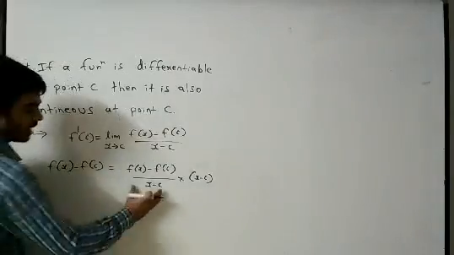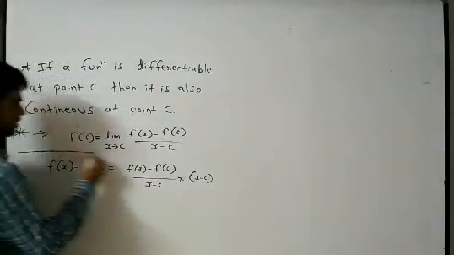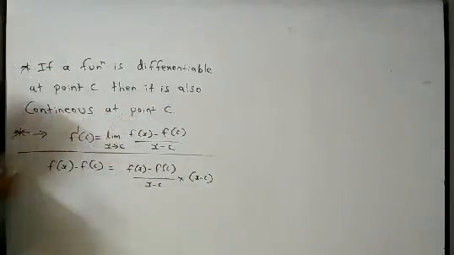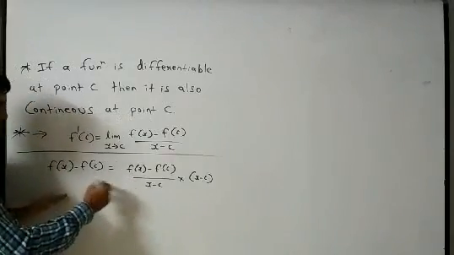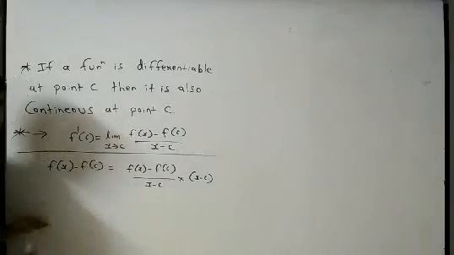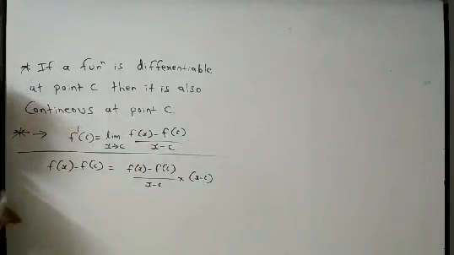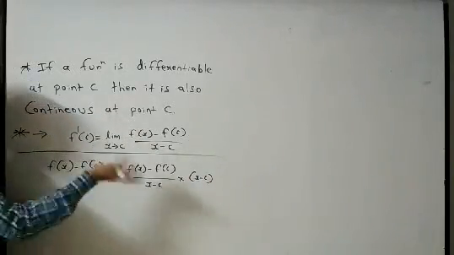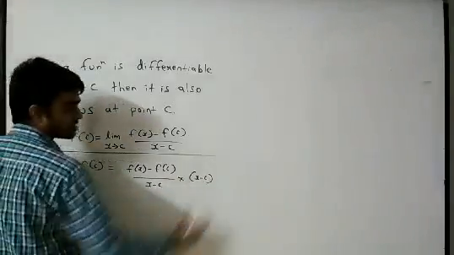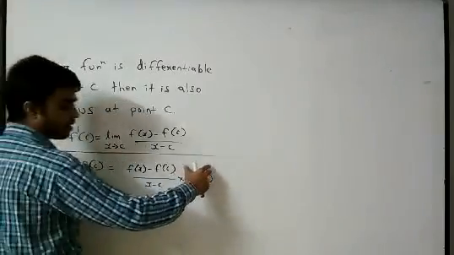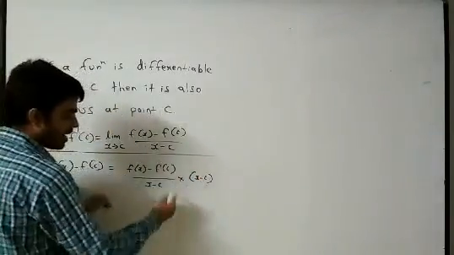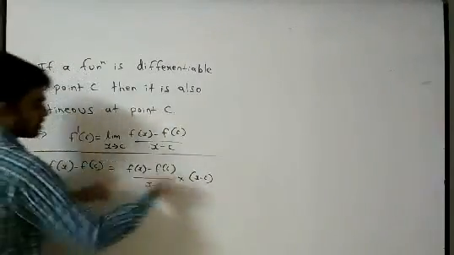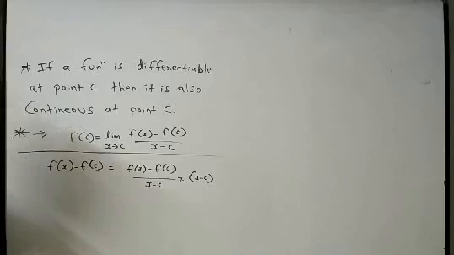What I have done, I have just taken f of x minus f of c. We can also write this by multiplying by x minus c and dividing by x minus c. Nothing else I have done. These both are the same only. I have multiplied this function with x minus c and then divided, so these both will get cancelled, so both are equal, right?